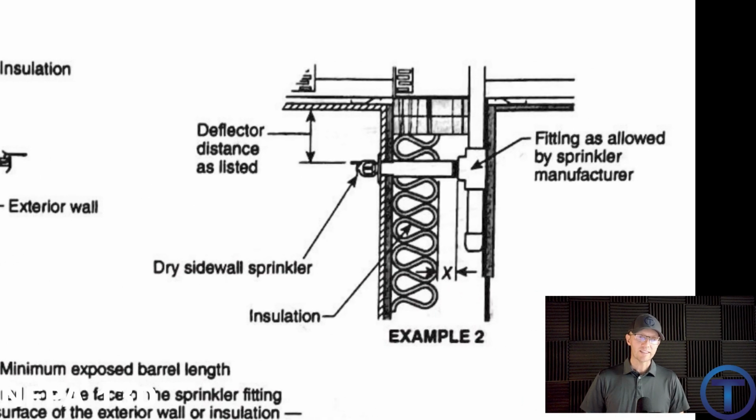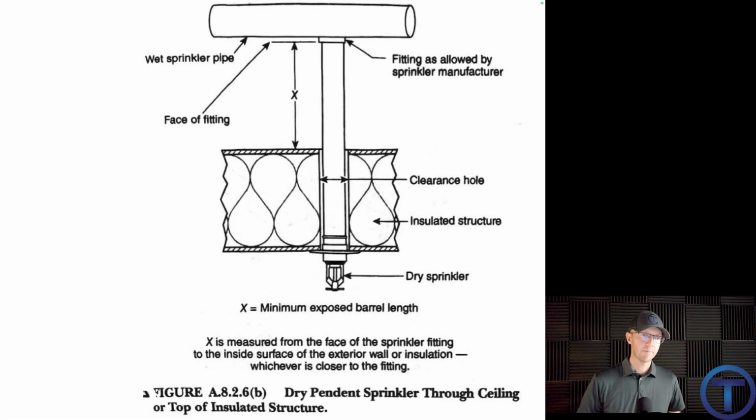We see that over in example 2 here. You have the insulation, and X is the measurement to the insulation, not to the wall. We're always going to ask, where does the heated space end? And it's going to end at the insulation. You see the same thing here with the ceiling scenario. We have the wet sprinkler up top, the distance from the connection down to that wall or ceiling that's insulated space, but that's the surface that we're measuring when we're calculating these dry barrel distances.